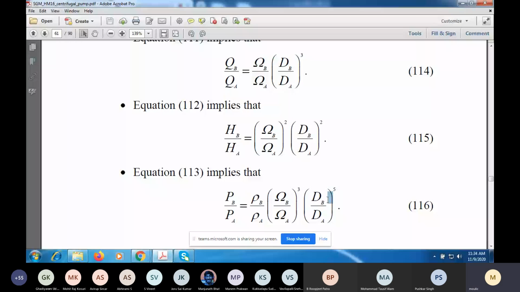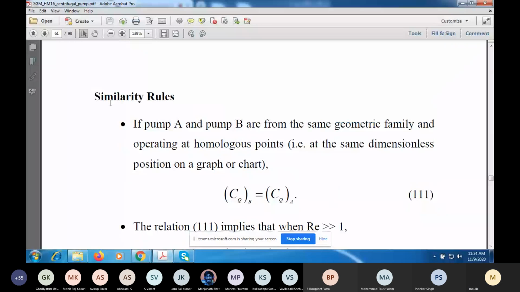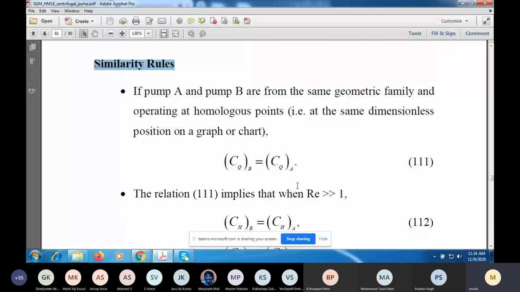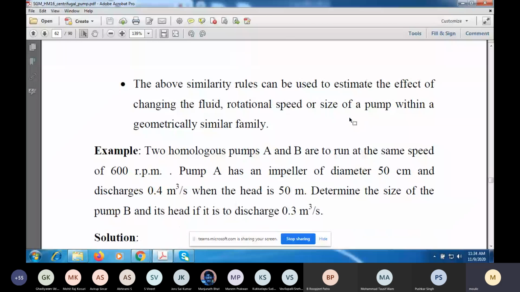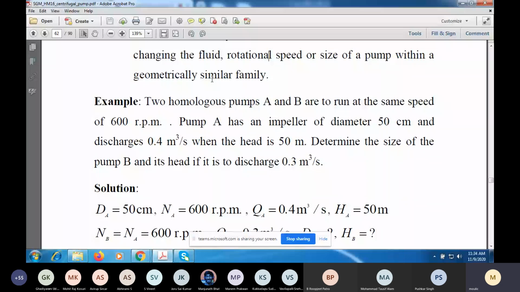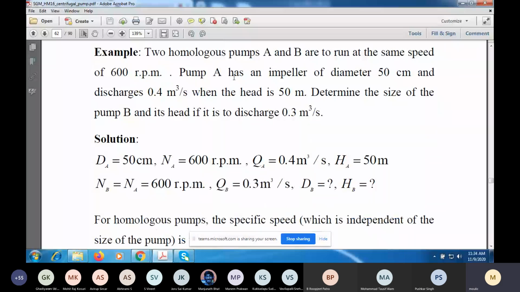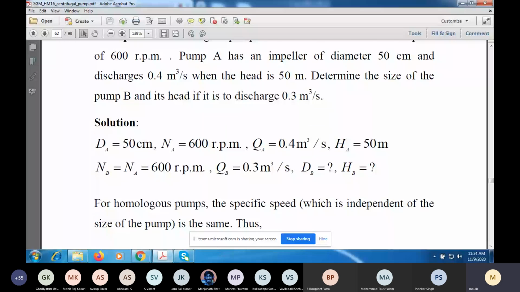So these similarity rules have been made simple by the fact that in practice the Reynolds number is large. So there is only one parameter which controls dynamic similarity, assuming of course that the two pumps are geometrically similar. So we can use these similarity rules to estimate what will happen if you change the rotational speed or the size of a pump within a geometrically similar family of pumps. So I've given a simple exercise which you can go through later on.